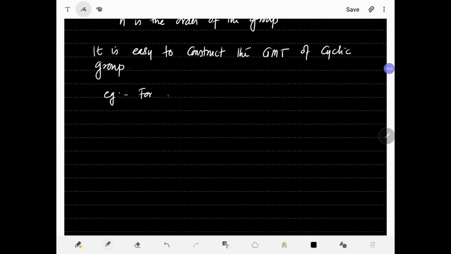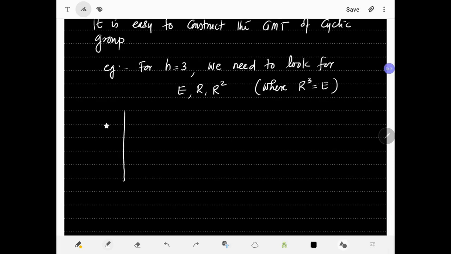Say for example, if I take a group of order 3, we need to look for the elements like R, R square and R cube, where R cube is identity element. So if I write the identity element as the first element, you can construct a group multiplication table like this by taking E, R and R square. So first row is easy and first column you can immediately write.